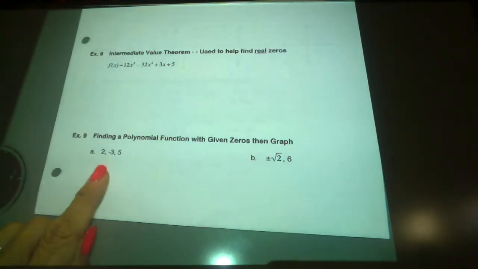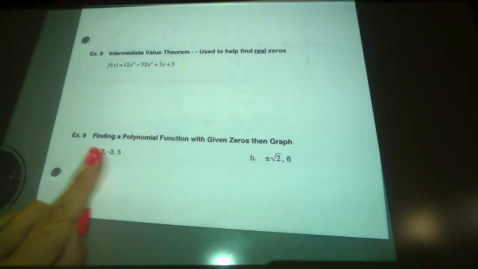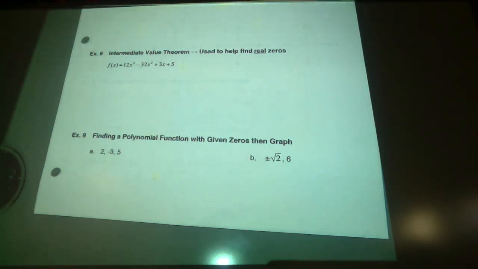And then what if I actually give you the zeros? There's 1 or 2 questions that are like that. Skip that one. But you attempt all the rest, and then you can ask questions on Monday.